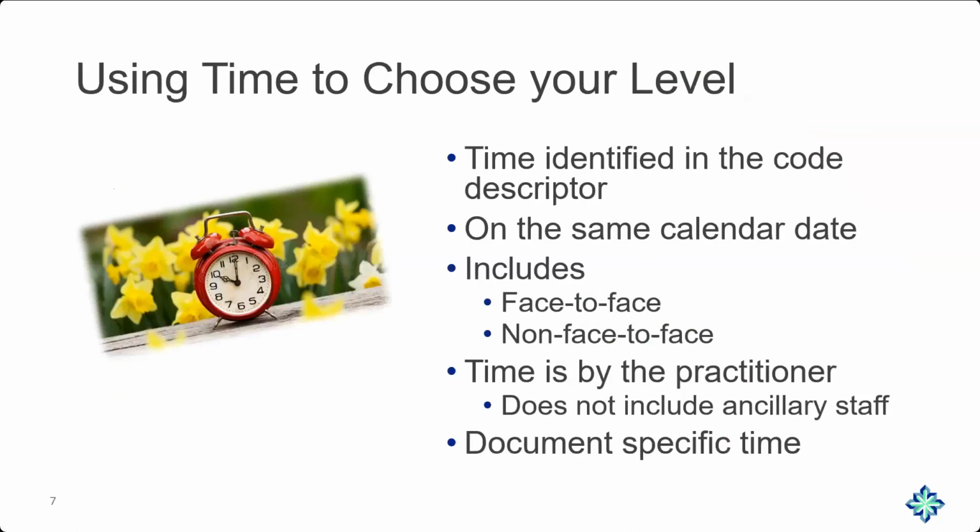So we'll start with time. Time is generally fairly straightforward. The time is identified in the code descriptor. Like I gave an example where a low level may be 30 minutes, the code descriptor will indicate that to bill for this code, you must meet the minutes that are laid out in that descriptor. So when using time, you're looking at the time that is spent on that same calendar date. So make sure you're looking at that, and you do have to meet it. It is going to include face-to-face and non-face-to-face time, which we'll talk about in a minute.